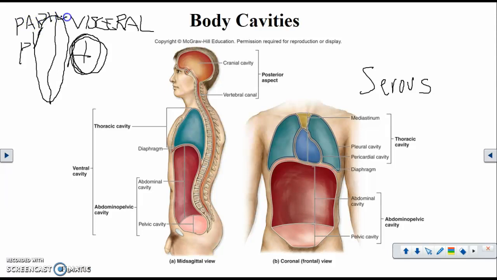It's going to be the same for the abdominal cavity. The membrane that is making contact with the organs will be called visceral. And then the layer of the serous membrane that's making contact with the wall or the outside wall of the cavity is called the parietal layer.